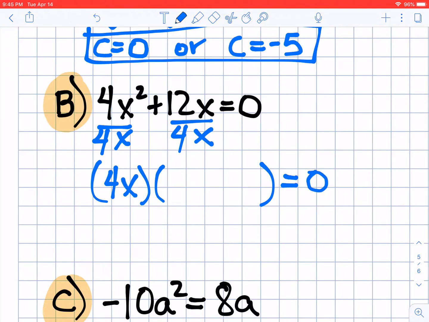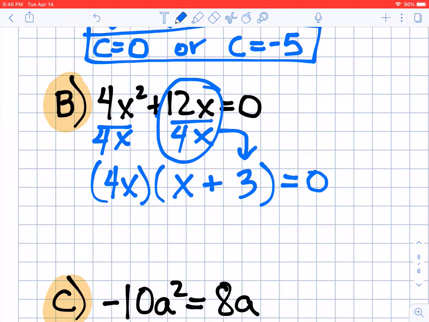And then we're going to put a plus sign in between there because there was a plus sign up there. And now we ask ourselves, if I take 4x divided by x squared, that gives me just x. Okay? Next, 12x divided by 4x. The x's cancel. 12 divided by 4 is 3. Okay.